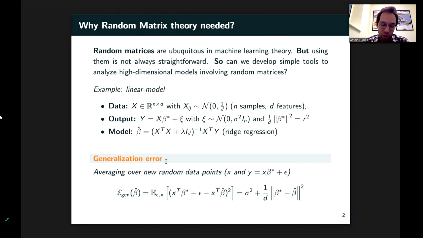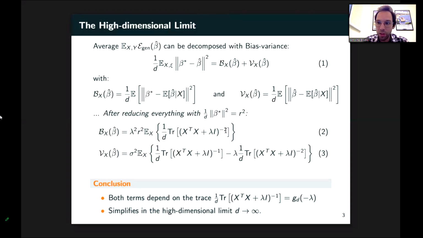Essentially, this is the distance between y and y hat, which is the estimator that you get using hat beta. If you develop the terms, then you get some sort of irreducible error sigma squared plus the distance between your estimator hat beta and beta star. You can go a little bit beyond that, because what's interesting is to take the average error over X and the noise psi here. Usually what people do is to split this error into two terms, the bias and the variance.